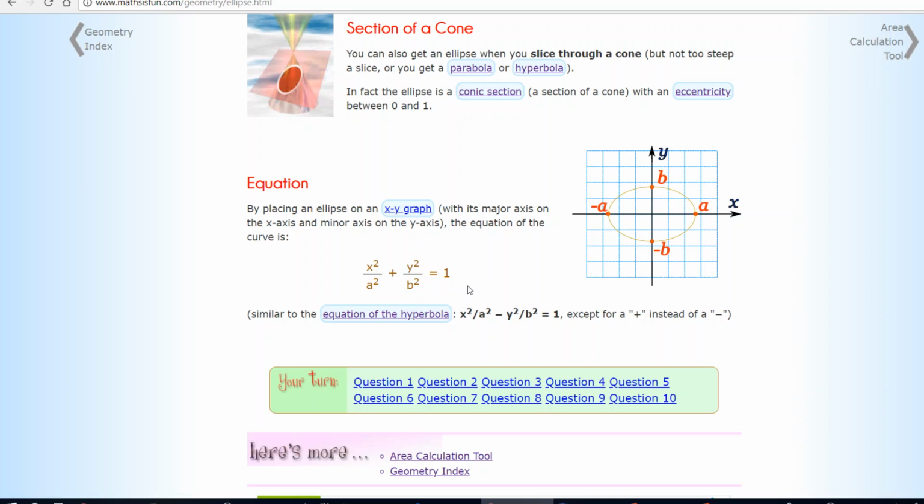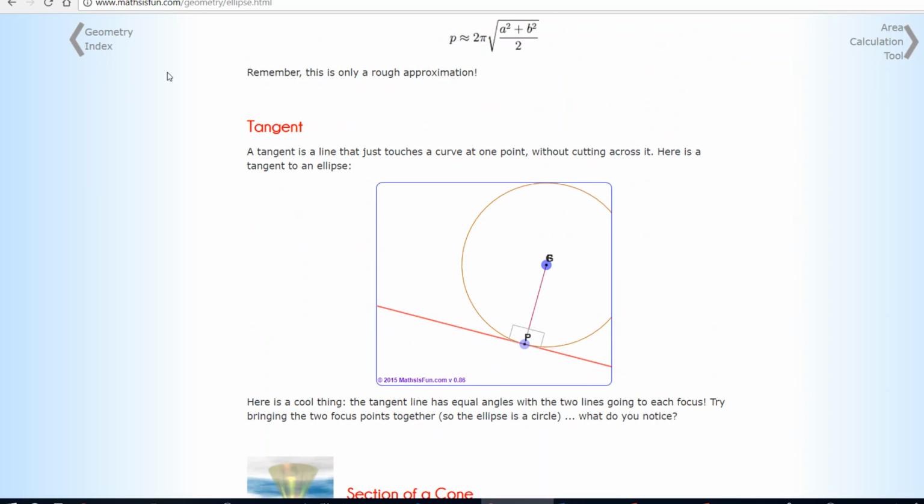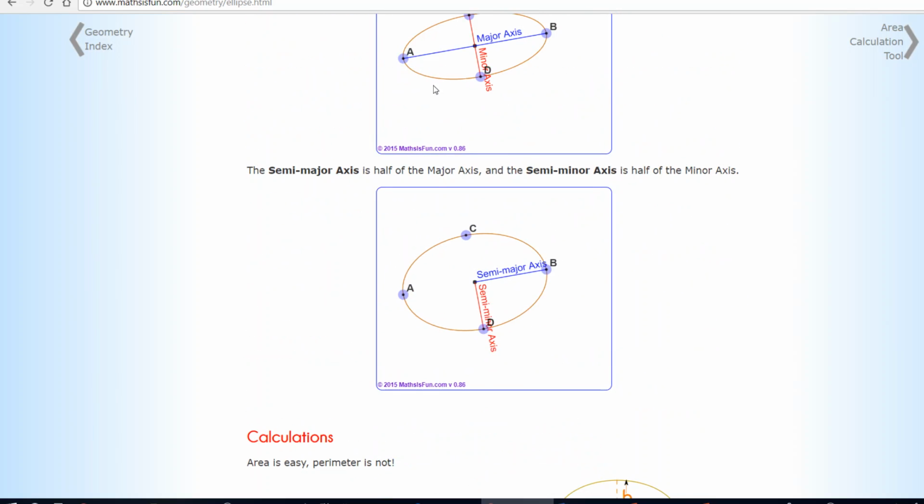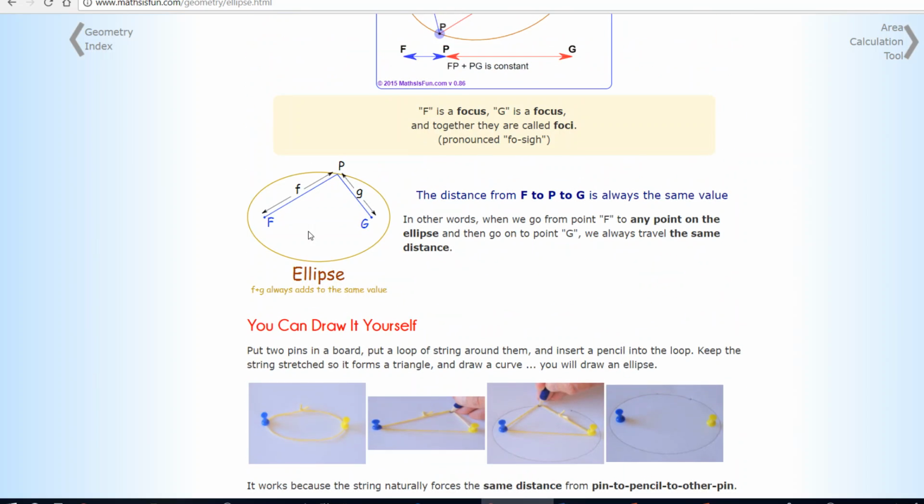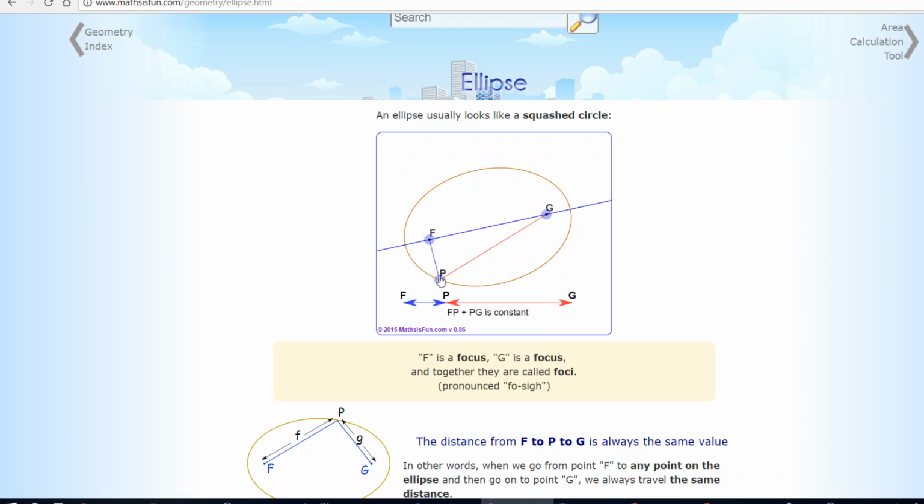If you would like to work with this calculation tool a little bit more, move the ellipses around, I really highly recommend mathisfun.com, and you can see for yourself a little bit more about how this F and G specifically add up to the same constant every time. I think this is the best illustration that you can see.